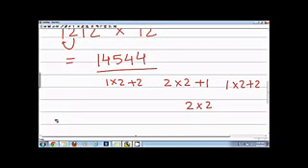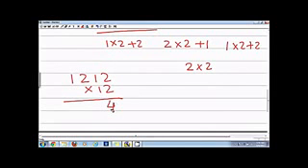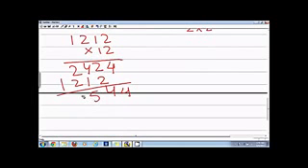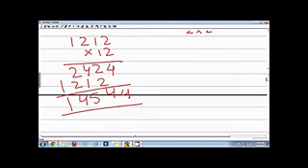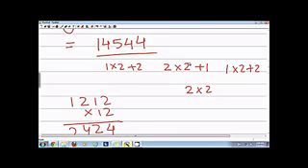I'll say 1212 into 12, and that will be equal to 4242, and then 2121. So the addition is 14544, and that is what I think I got my answer to. So 14544. So that is the answer.